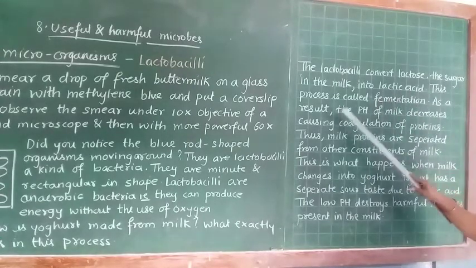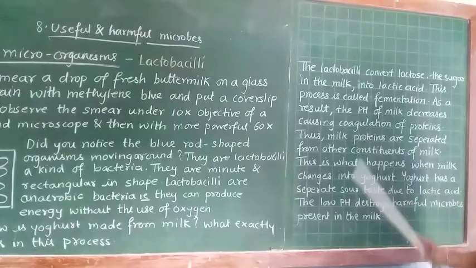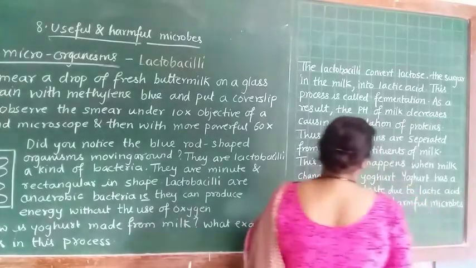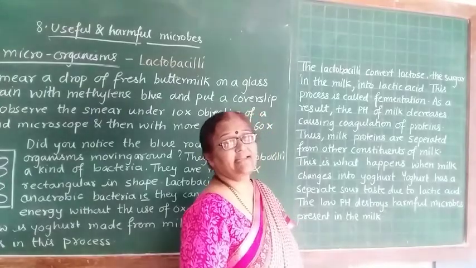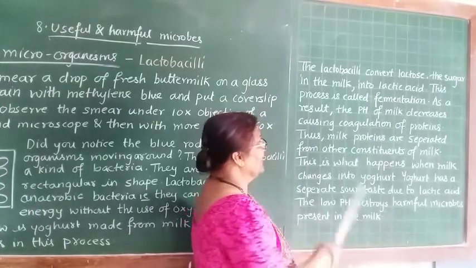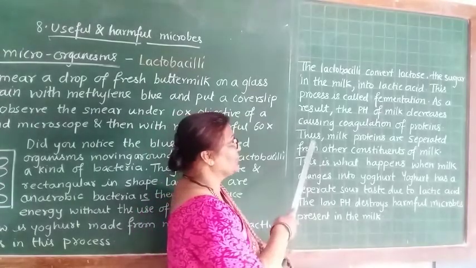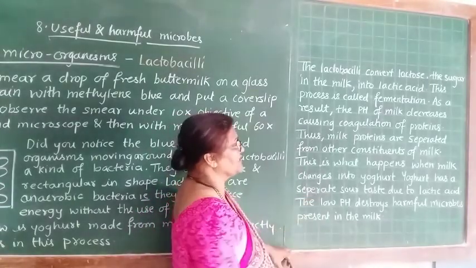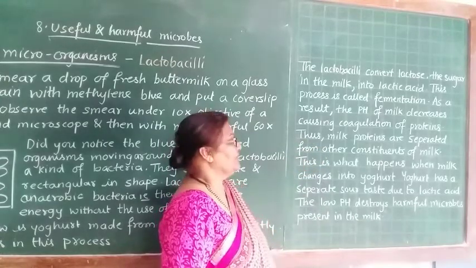As a result, the pH of the milk decreases. As the result, what happens? The pH of the milk is decreased. There is coagulation of the proteins. Thus, milk proteins are separated from the constituents of the milk.